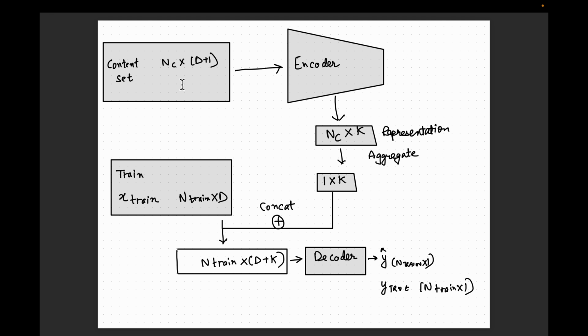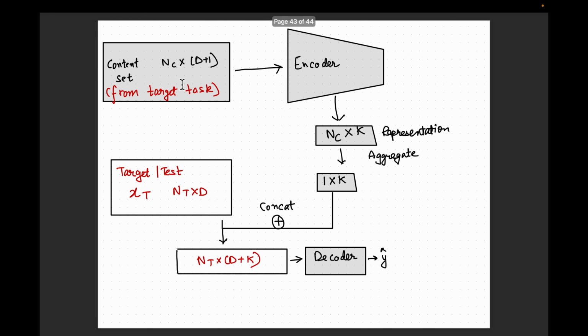At the time of testing, you only need a small amount of context set. The target slash test is all the points on which you want to predict. For a new task, we don't have X train. We just have a context set. We don't have the train data available.